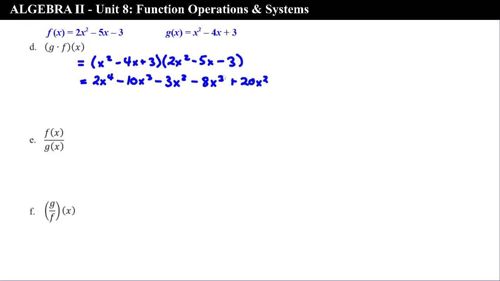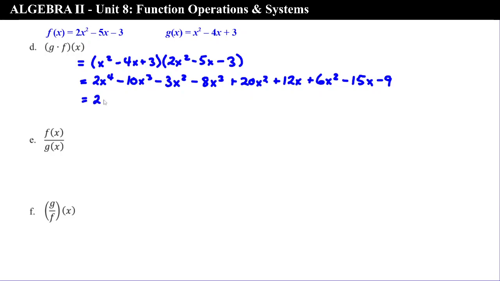Negative 4x times negative 3 gives you positive 12x. Then the last term, 3 times 2x squared gives you 6x squared. Then 3 times negative 5x gives you negative 15x. And then finally, 3 times negative 3 gives you negative 9. And then from here, we're just going to collect the like terms.